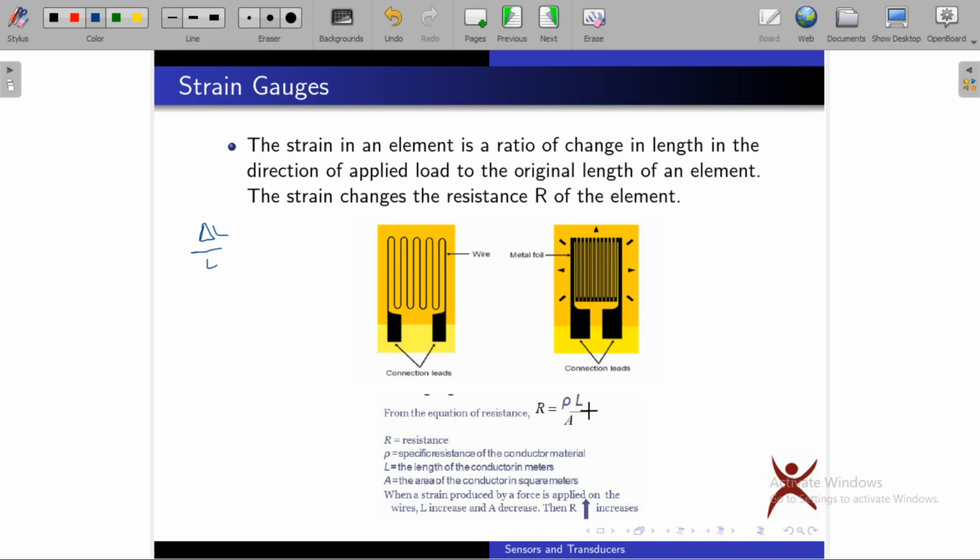Okay, you know R is equal to rho L by A. R is resistance, rho is specific resistance of the conducting material, L is the length of conductor in meters, A is the cross-sectional area of the conductor. L increases and A decreases, then R will be increasing. If you stretch this wire, then L will be increasing and A will be decreasing, so R will be increasing.